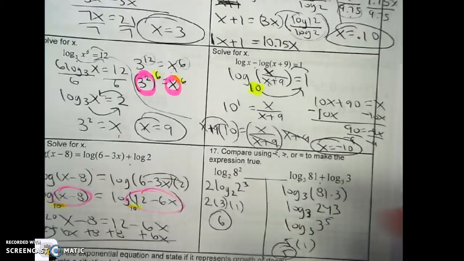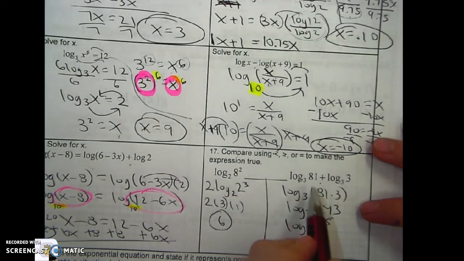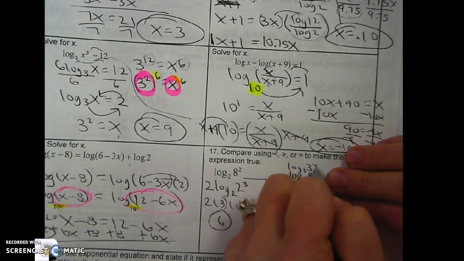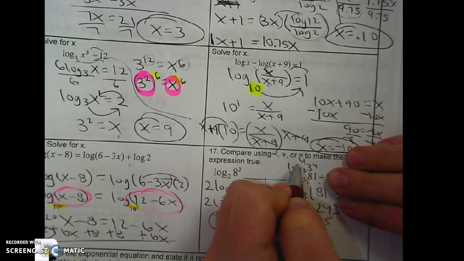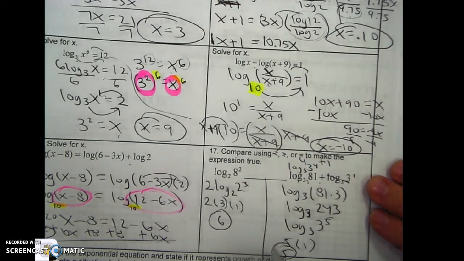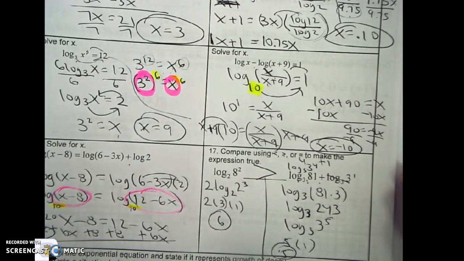Do you need to show all this work? Yes, you do. I want to show you, if you want to, you didn't even have to put those together. You could have gone log 3, 3 to the 4th, and that would be 4. This would be log 3, 3, 1, and 4 plus 1 is 5. Either way, this side is bigger. You're good to go. Last problem.